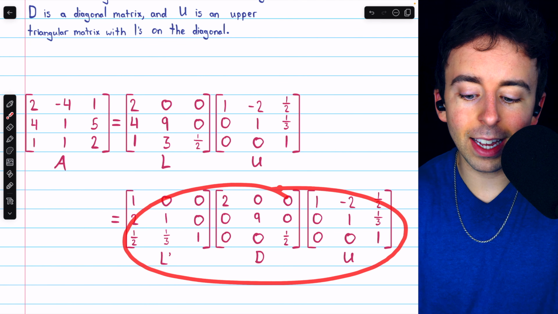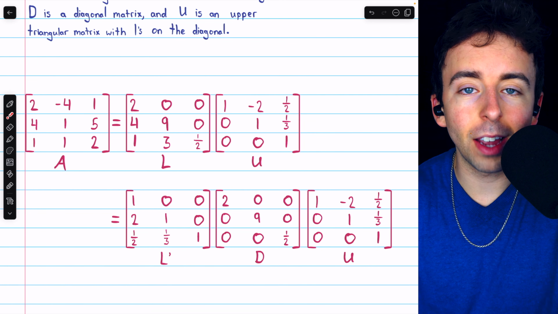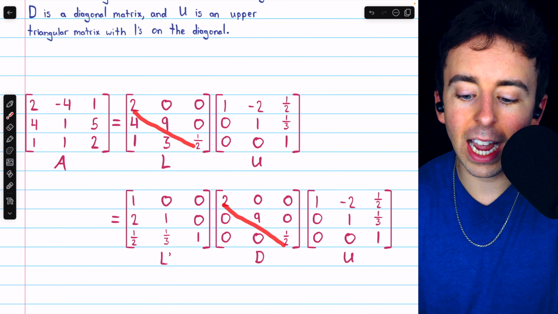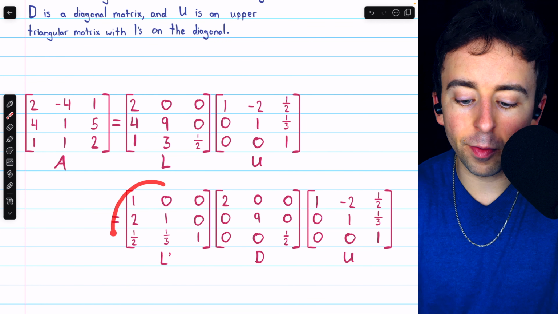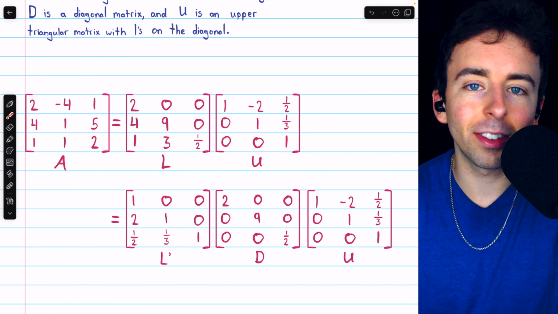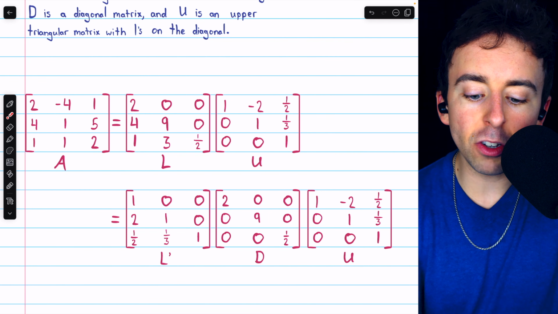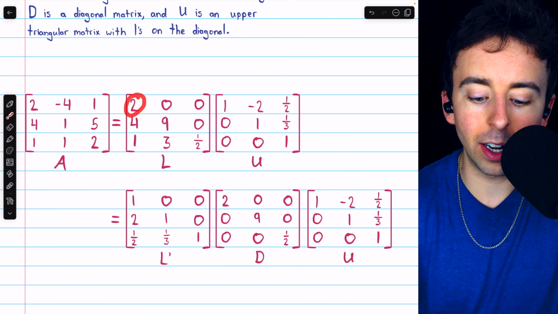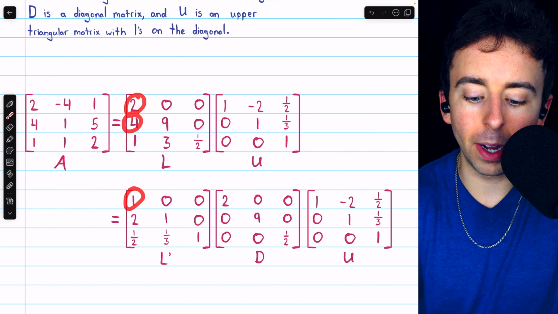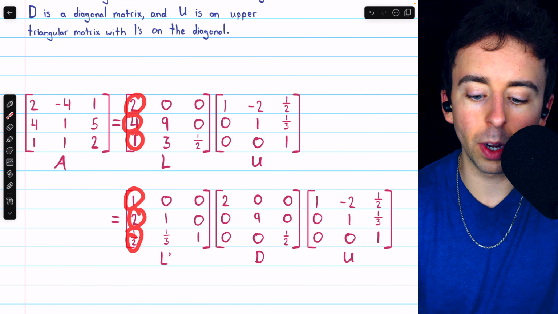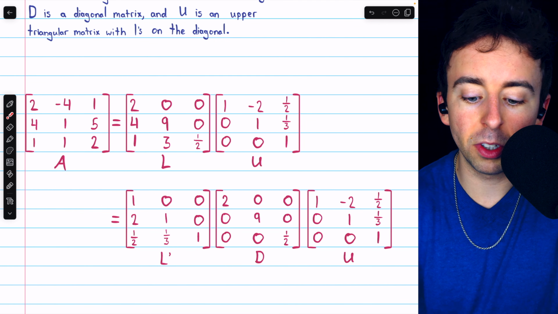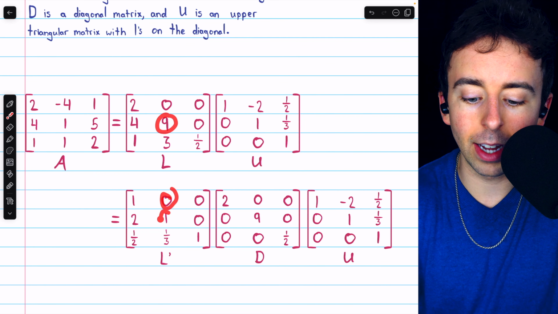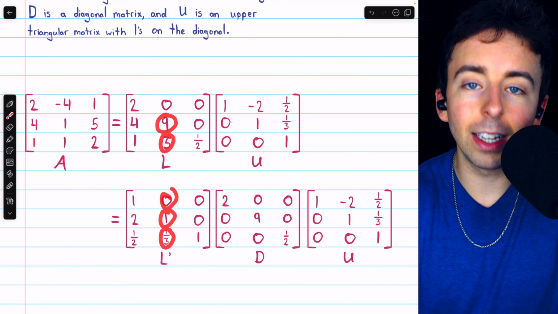And there's what it looks like as an LDU factorization. Notice how the diagonal entries of L are stored in this diagonal matrix D. And then to find L prime, that adjusted lower triangular matrix, each column of L is divided by the diagonal entry in that column. So 2 divided by 2 is 1, 4 divided by 2 is 2, and 1 divided by 2 is 1/2. Similarly, in column 2, 0 divided by 9 is 0, 9 divided by 9 is 1, and 3 divided by 9 is 1/3.